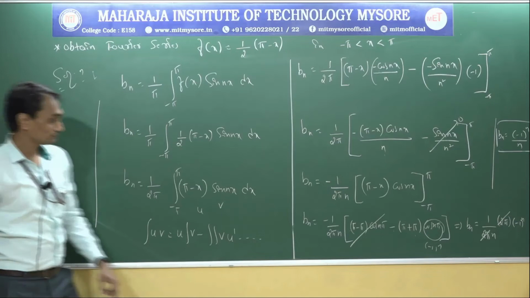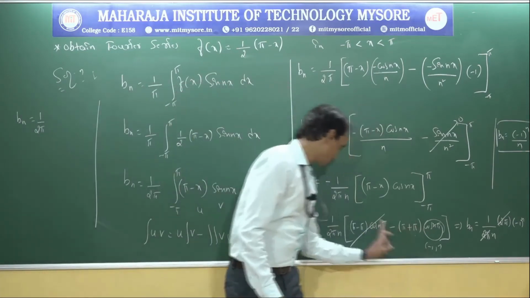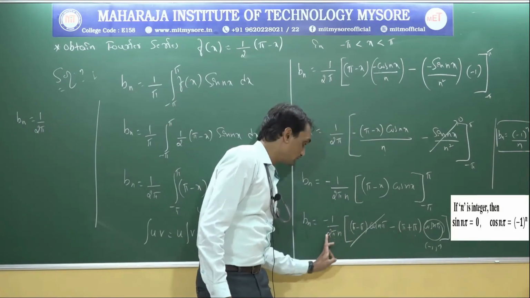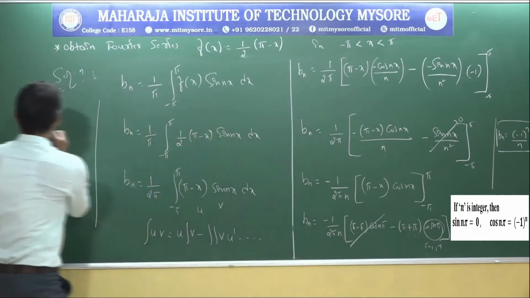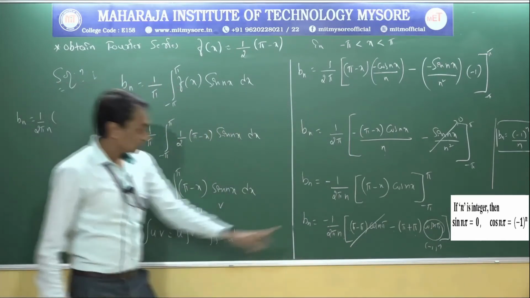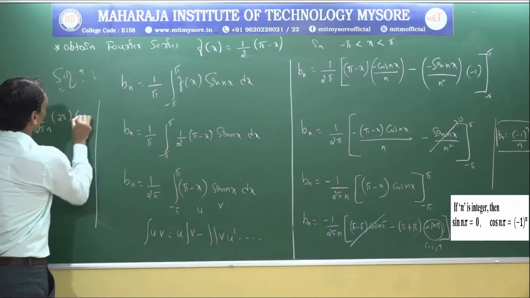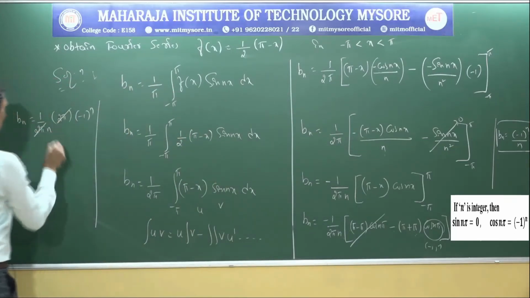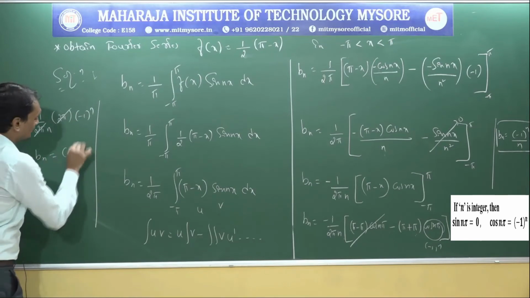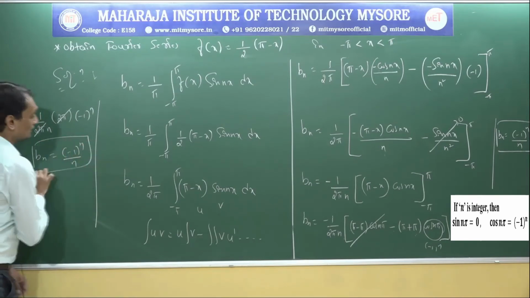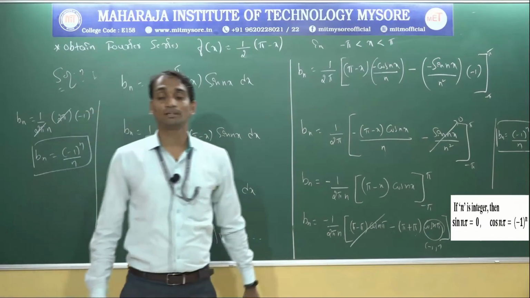I write that bn value there, bn equal to 1 by 2 pi. See, minus into minus plus. So 1 by 2 pi n as it is, plus 2 pi n into pi plus pi, 2 pi, into minus 1 power n. 2 pi cancels. Bn equal to minus 1 power n divided by n. This is the value for Bn.